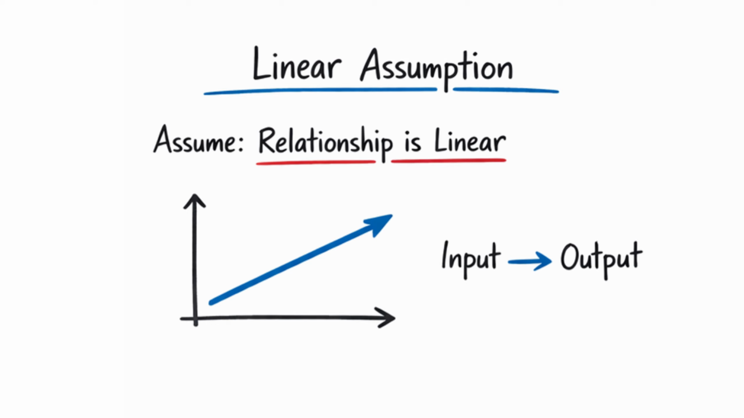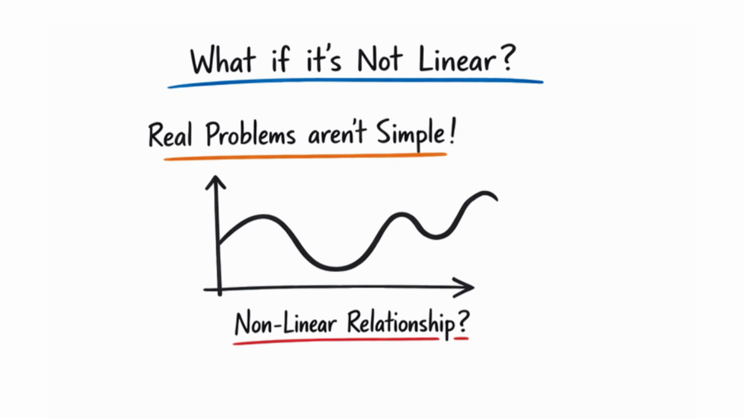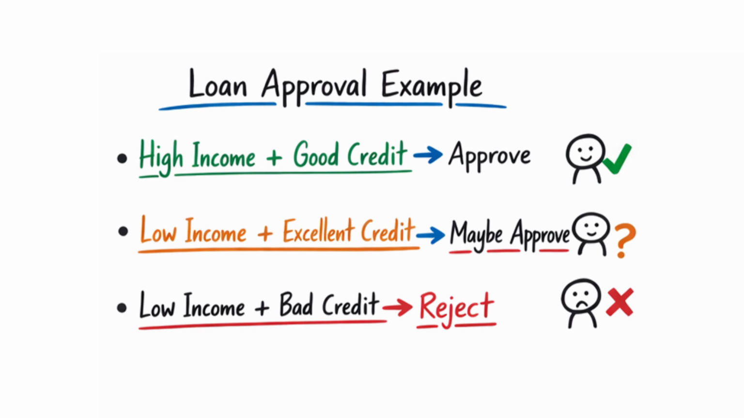Now, the question is, what if the assumption itself is wrong? Because in real world problems, relationships are rarely that simple. Let us take a simple example. Suppose you are trying to approve a loan. Now, the decision is not based on just one factor like income. You might think like this: if the income is high and credit score is good, then you need to approve the loan. If the income is low but the credit score is excellent, then maybe you will still approve it. But if both are low, then definitely you will reject the loan application.